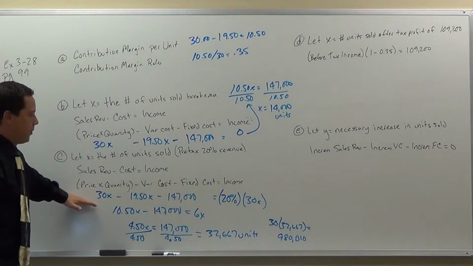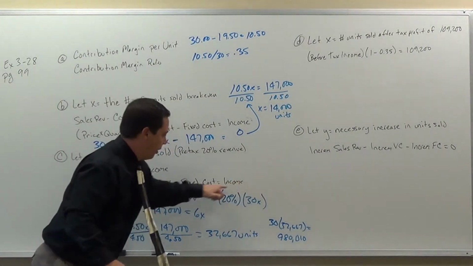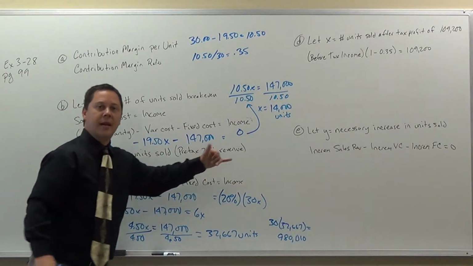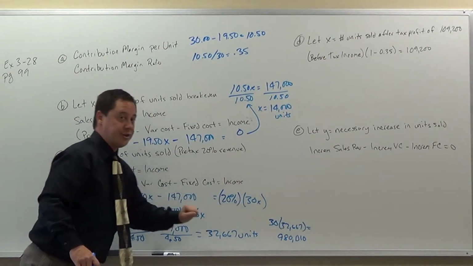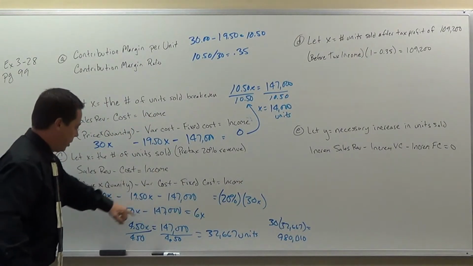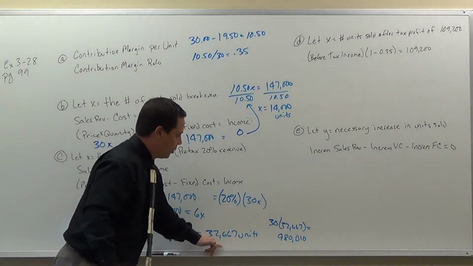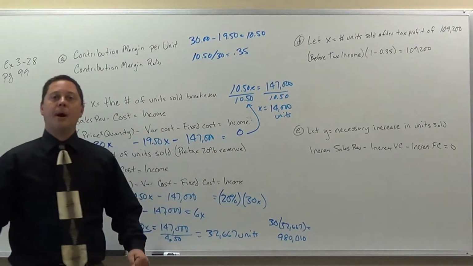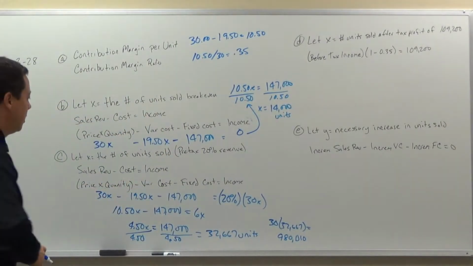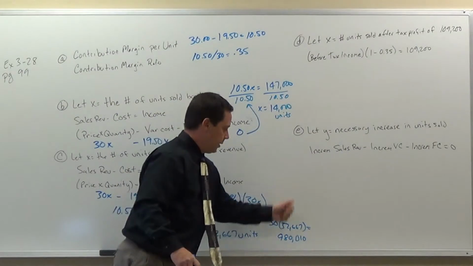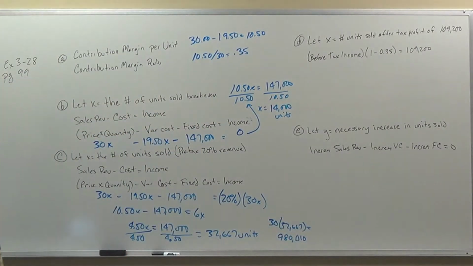So remember, same thing. The difference is over here in the income, we must set that equal to the percentage of our sales. And then we calculate it all out, take those units that we have, times how much they cost per unit, and then multiply those out, and that gives us the 980,010.